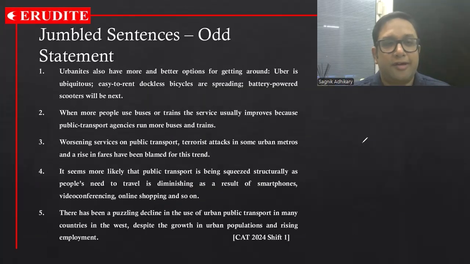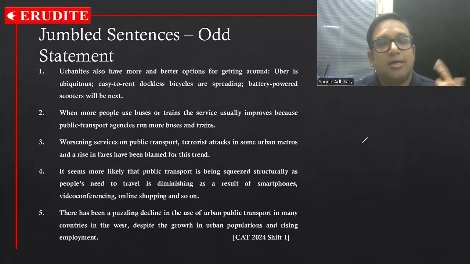Right. So now that we have finished with the other three topics for the CAT VA, let's talk about the final one, jumble sentences, odd statements. The format should be quite clear. We have 5 statements given to us. These are numbered 1, 2, 3, 4, 5. In the present year, it was also in some cases numbered A, B, C, D, E. We have to find one which does not belong.